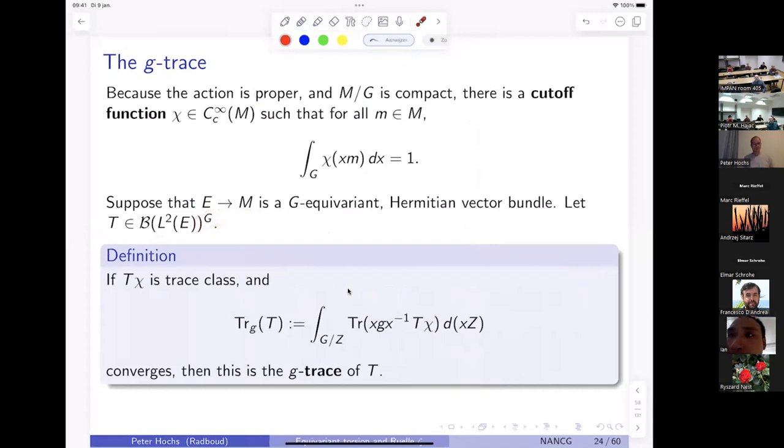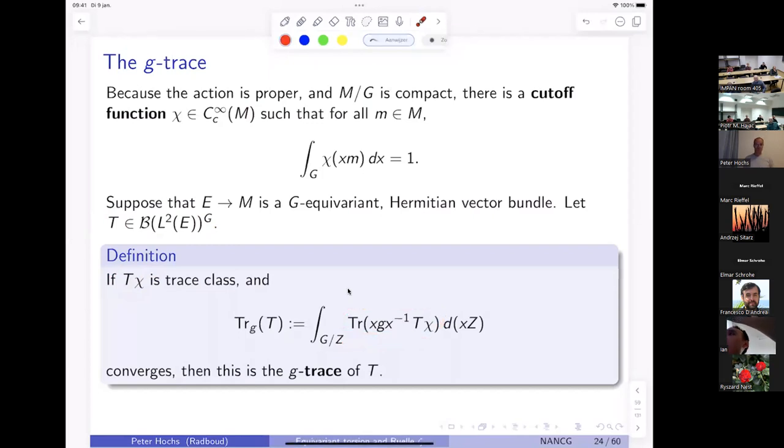Now, in general, if M is not compact, it'll be difficult for T itself to be trace class, but there's more hope that T composed with multiplication by this cutoff function chi is trace class. Supposing that's the case, we can write down this trace for every group element x. So we're taking all the conjugates of our element g. This is again trace class.